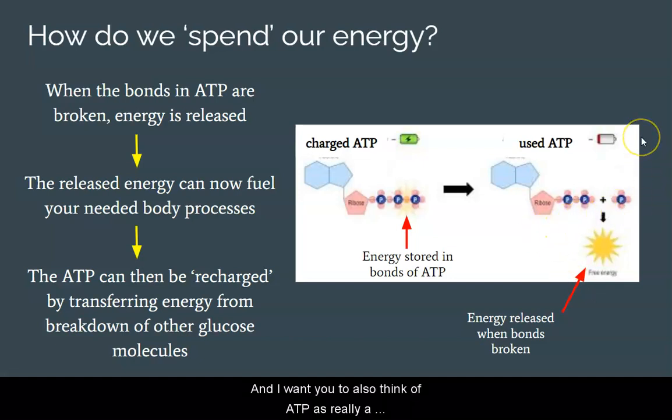And I want you to also think of ATP as really a rechargeable battery, because it can be recharged. If you reform those bonds by breaking down other glucose molecules, you can recharge that battery to use again and again. So it's kind of like a recyclable process. The more glucose you have and the more breaking down of it you do, the more ATP you can make. And then you can go and use that ATP.